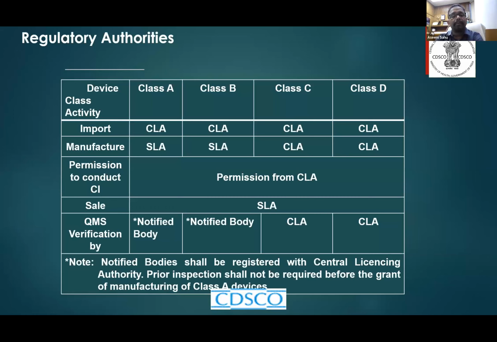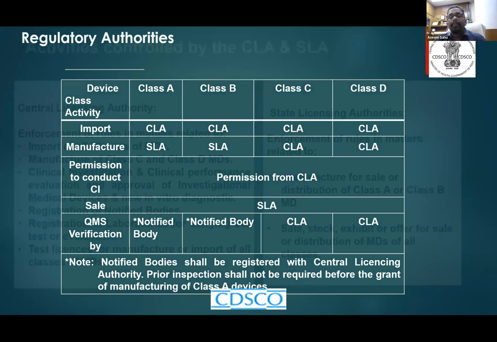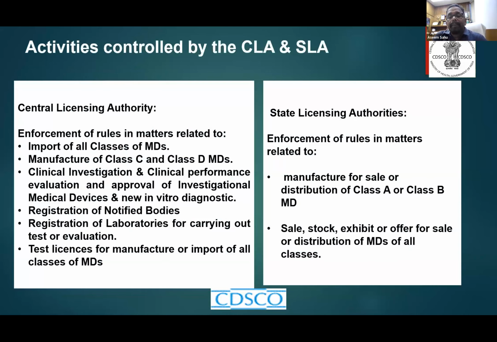Quality management system verification, I have already explained: for low risk class A and class B devices, the QMS audit is done by the notified body. Notified body means a body registered with the CDSCO, which is eligible to verify the quality management system for class A and class B medical device manufacturers. For high risk classes, the Central Licensing Authority is responsible for audit of that facility, and based on satisfactory compliance of the quality management system, the license is granted by the concerned authority. I already gave this in the previous slide.